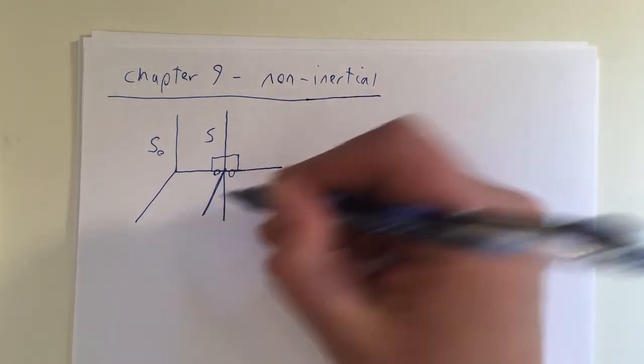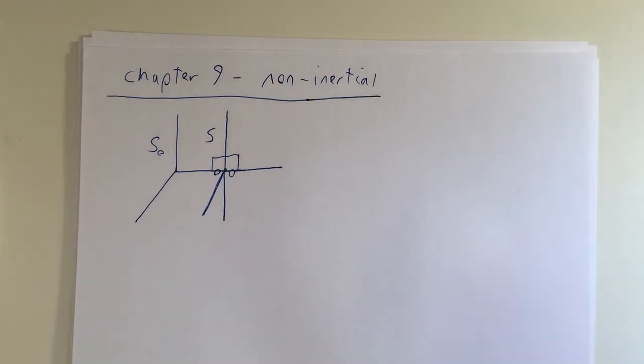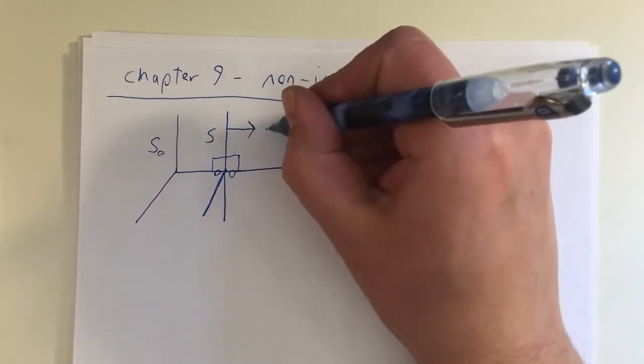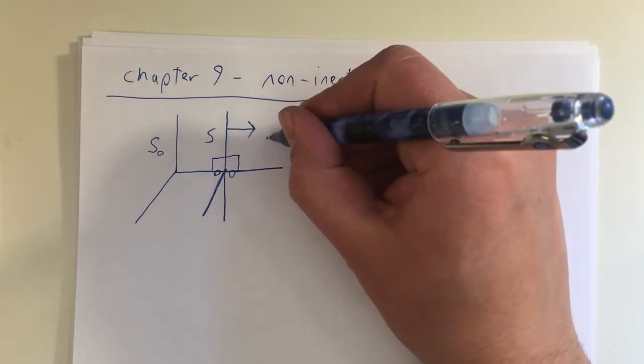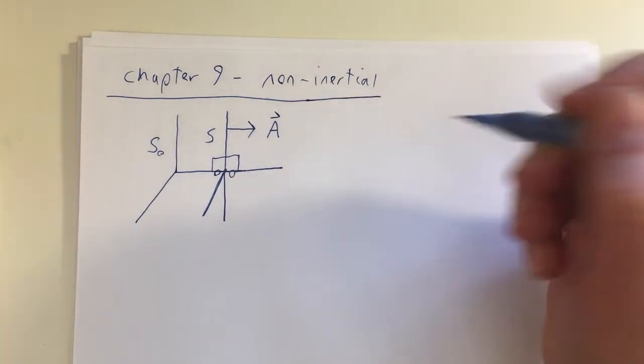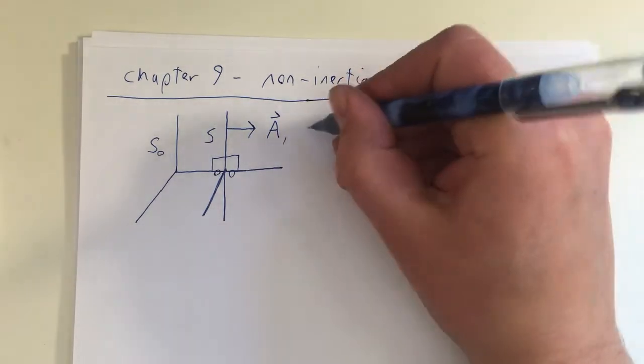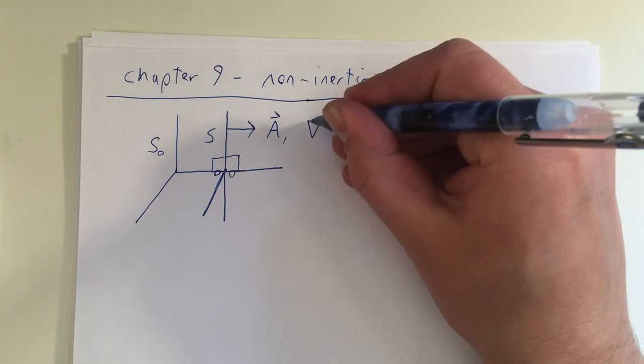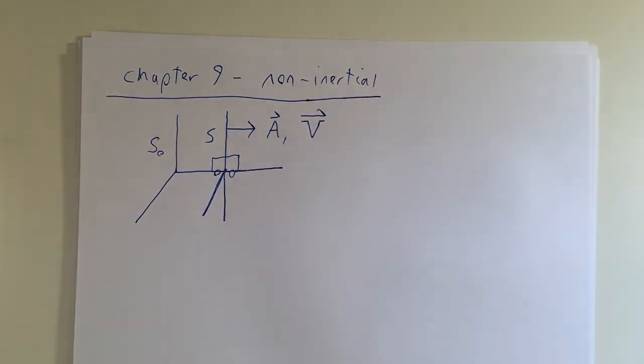Sorry, my artwork is not so good right there. This frame S is accelerating with acceleration capital A, or we can also say it has some velocity V at any moment. And I'm going to use big capital letters for the acceleration and the velocity of that frame.